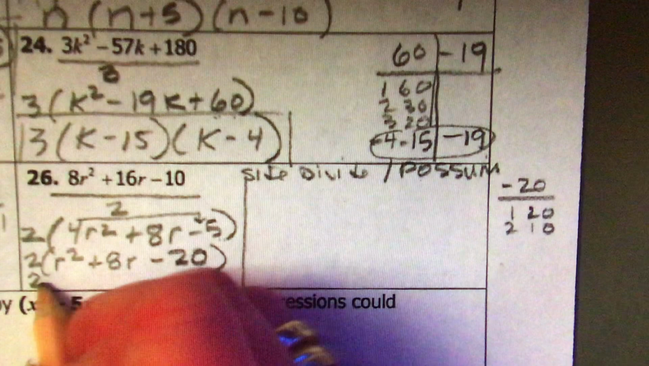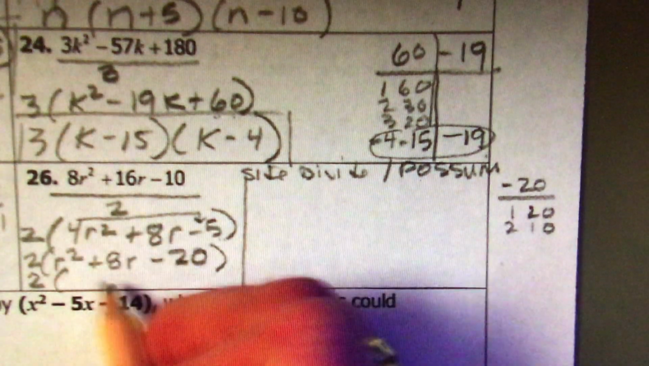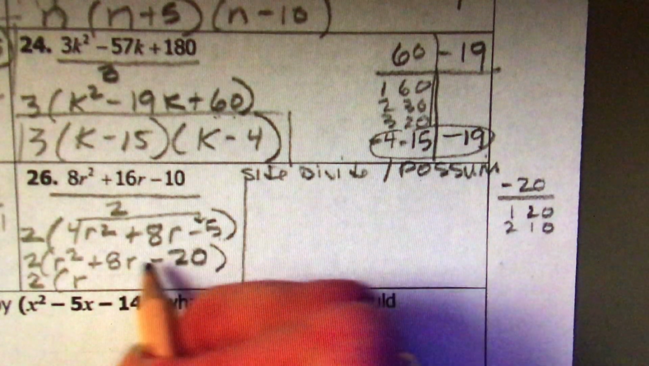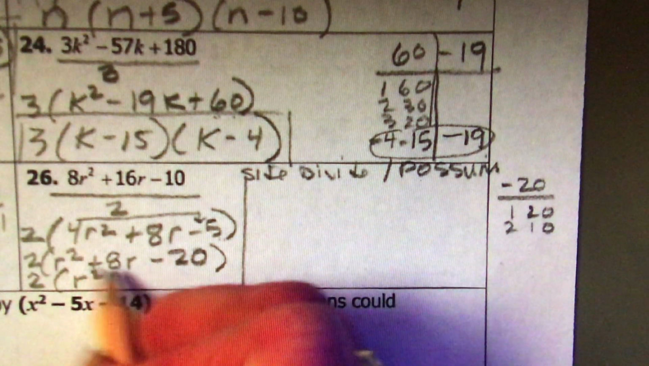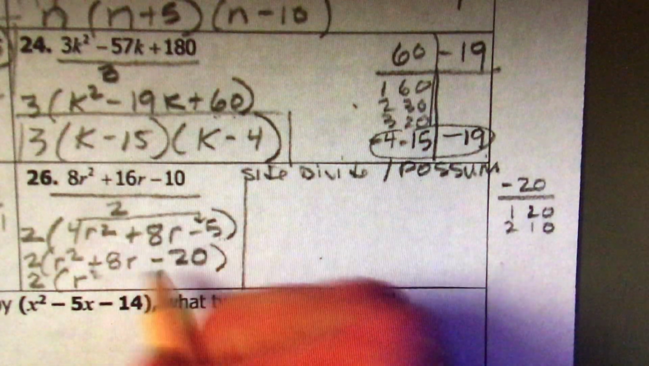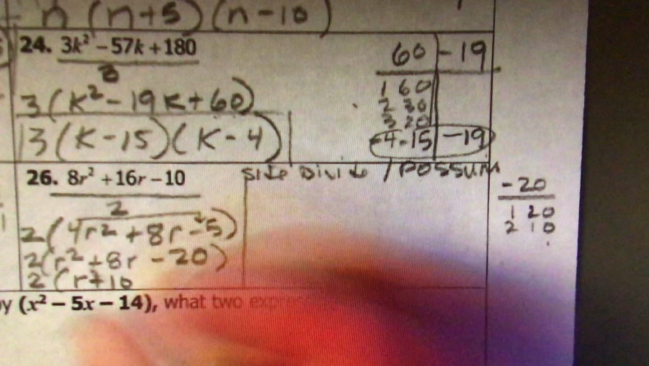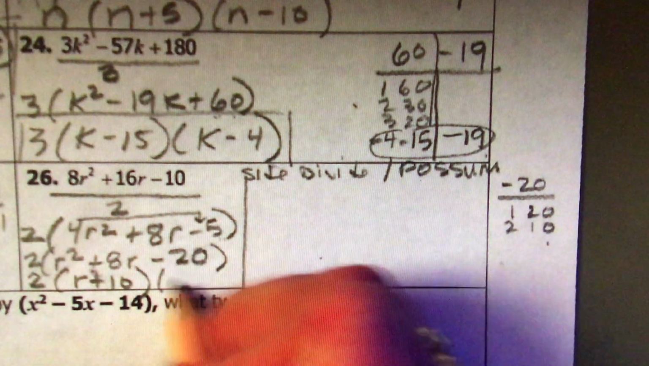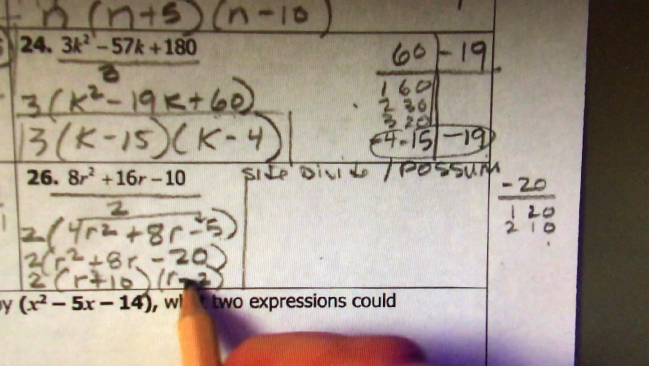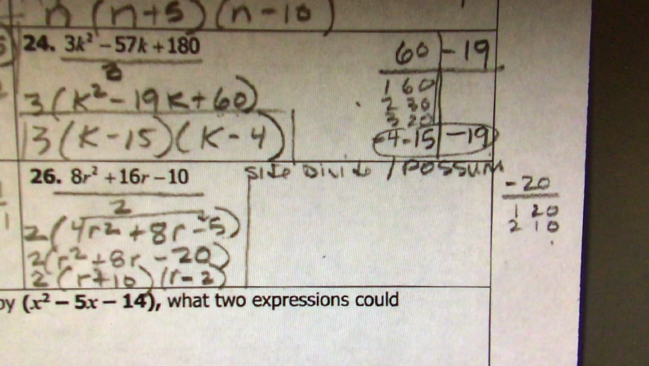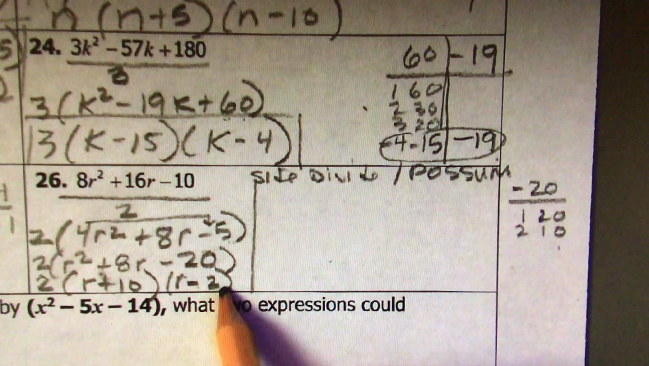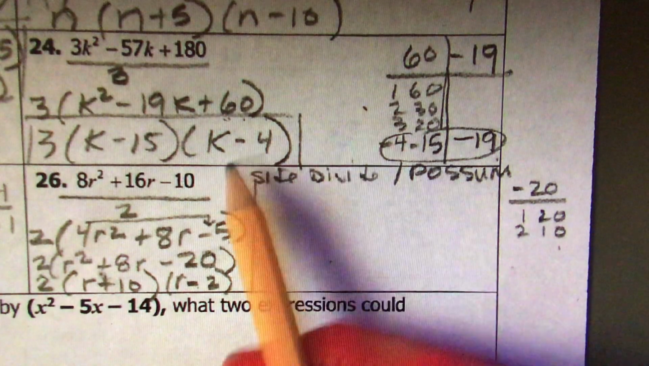So I can rewrite this. 2r squared plus 10, sorry, I'm taking this from over here, and then r minus 2, because 10 minus 2 is 8. Okay, I am not done, because remember, I have to now divide it by my original 4.